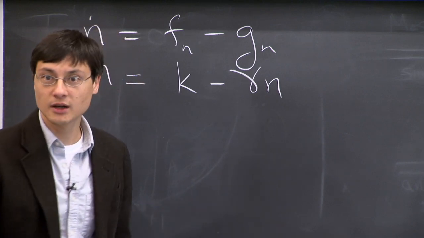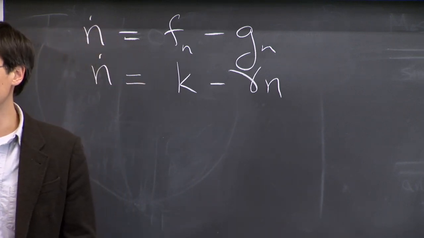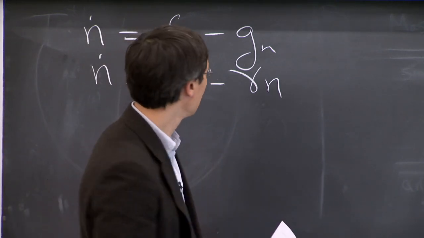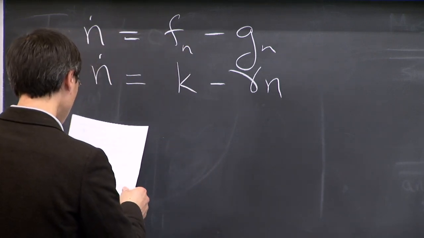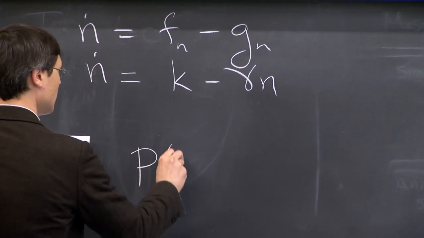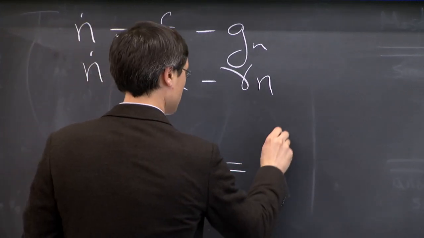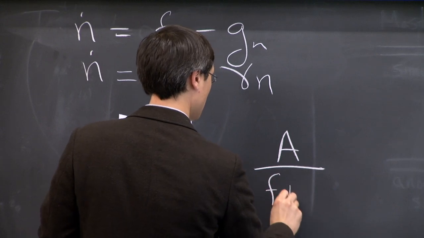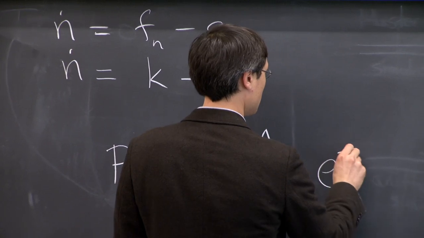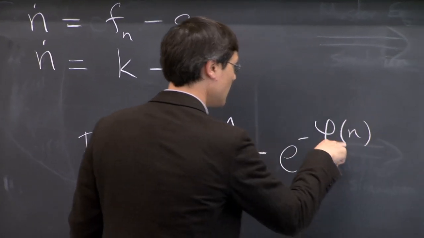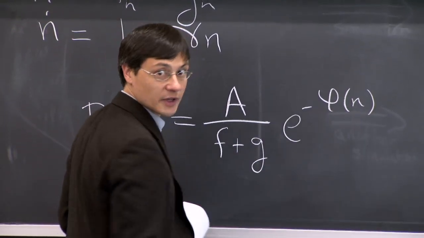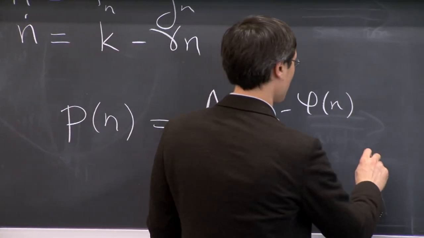And it turns out that you can write it in what is essentially a diffusion equation where you have some probability flux that's moving around. And within that realm, you can write that the probability distribution of the number is going to be described by some constant, there's the f plus g, and these are both functions of n, and then you have an e to the minus phi of n. So the idea here is that this behaves as some effective potential.